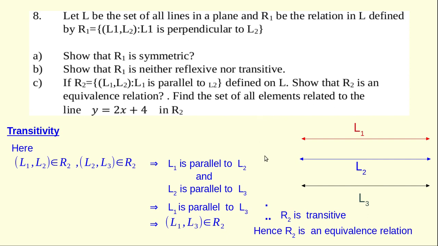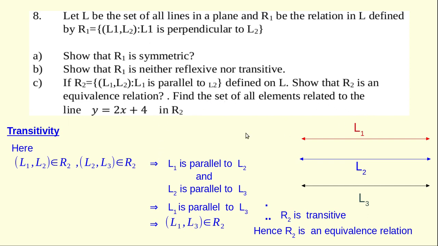Keep in mind that the relation among the perpendicular lines is symmetric, but not reflexive and not transitive. At the same time, the relation parallel among the lines is an equivalence relation. That is, it is reflexive, symmetric, and transitive. One more subquestion is there in C.